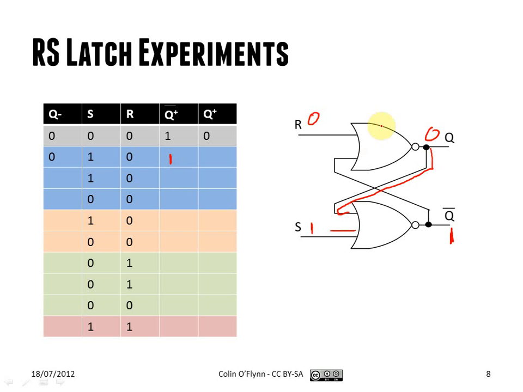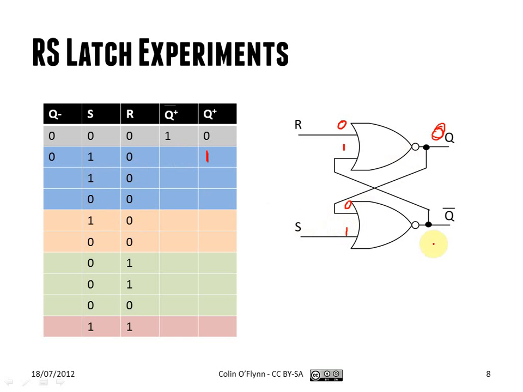I forgot the fact that these are NOR gates, I was doing it as OR. So if we have 0 there, 0 there, S is 1, R is 0. This is what's drawn on the truth table. We assume originally that Q complement is the opposite of Q, so we have 1 there. What we should see is that Q plus actually goes to 1.